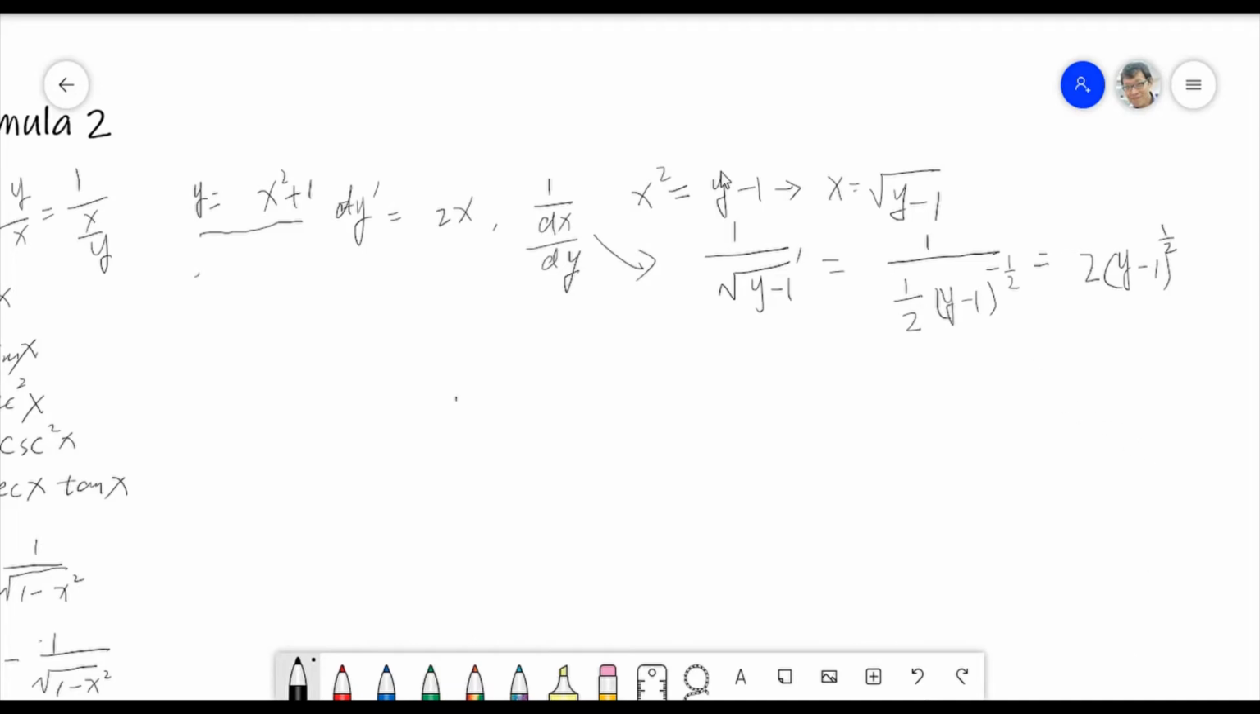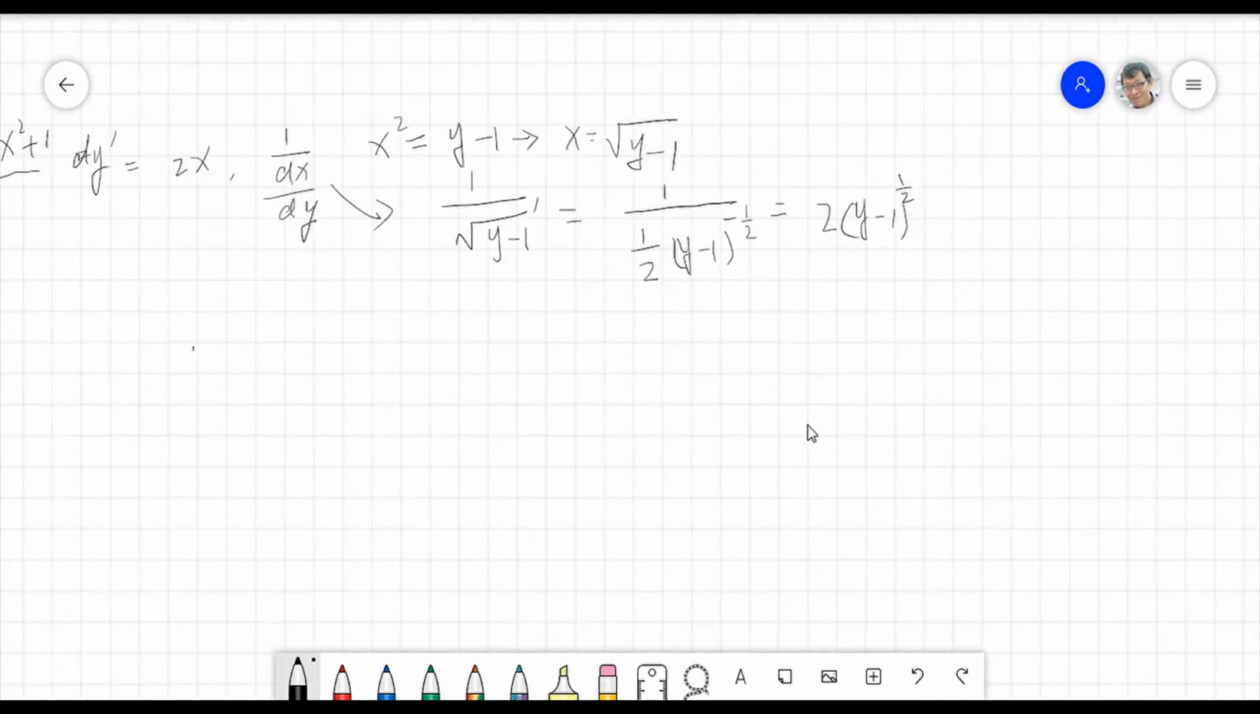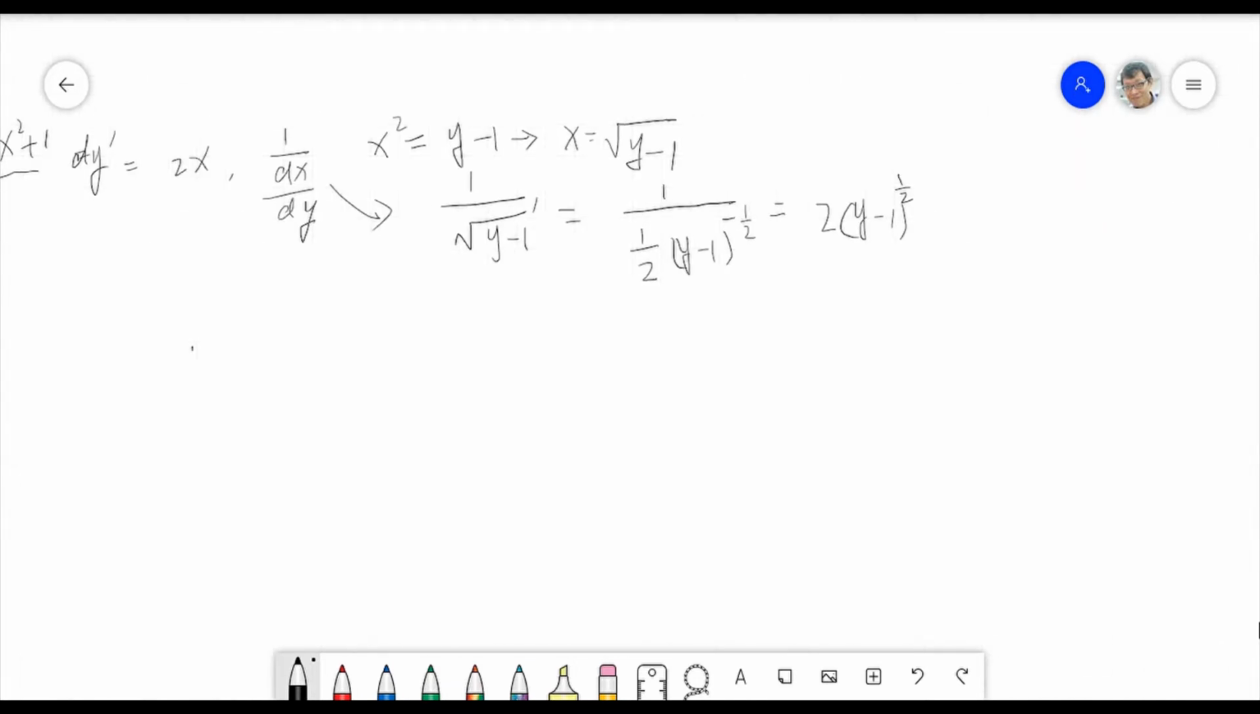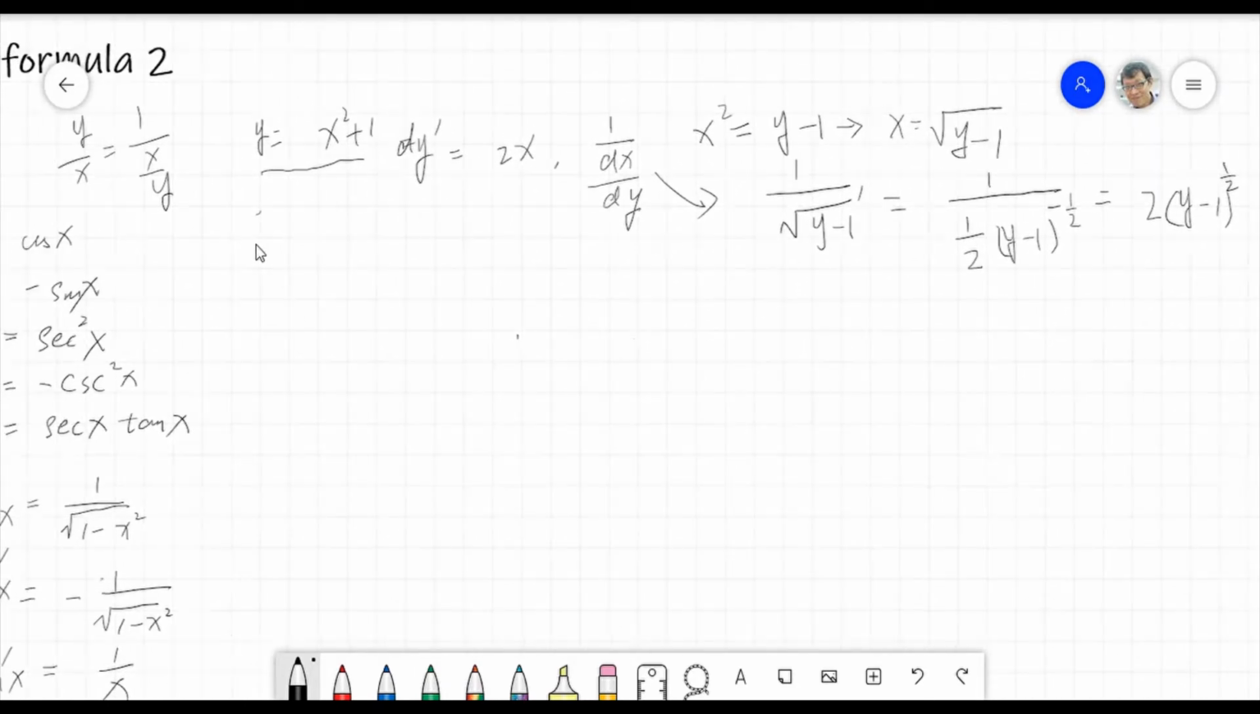But y equals x squared plus 1, so I just change this to x squared plus 1 minus 1. The square root of x squared is the original x, so it's 1/(x), and inverting it gives 2x. It is the same? Yes, the same. So in this way, we prove it is right.